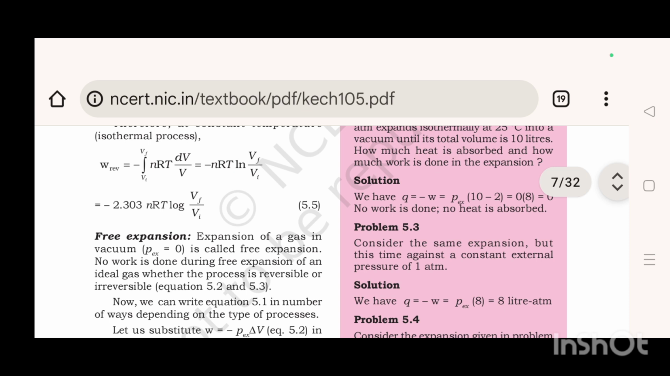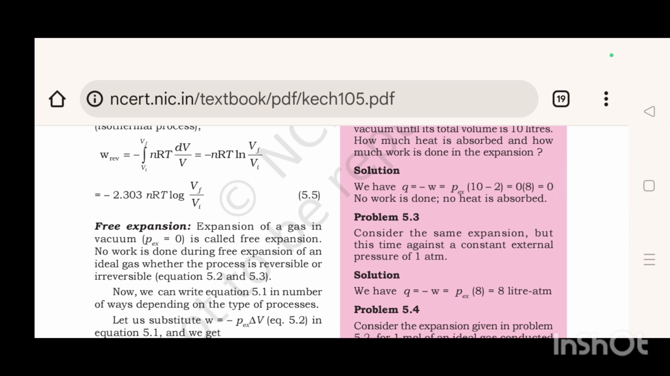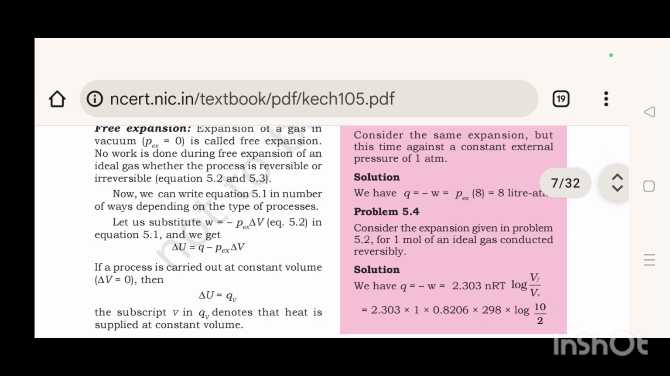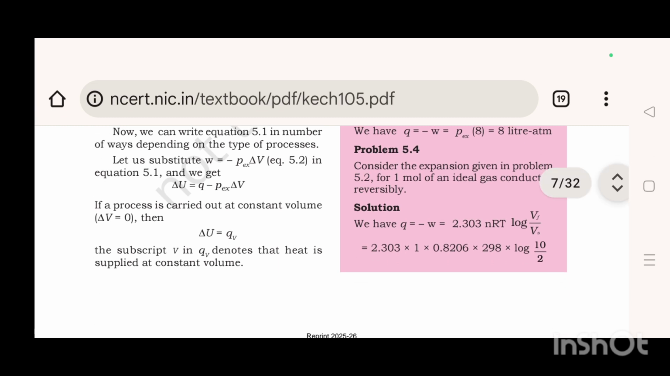Free expansion of gas in vacuum, where P external equals 0, is called free expansion. No work is done during free expansion of an ideal gas, whether the process is reversible or irreversible. Now we can write equation 5.1 in a number of ways depending on the type of process. Let us substitute W equals minus P external delta V in equation 5.1 and we get delta U equals Q minus P external delta V. If a process is carried out at constant volume, delta V equals 0, then delta U equals QV. The subscript V in QV denotes that heat is supplied at constant volume.